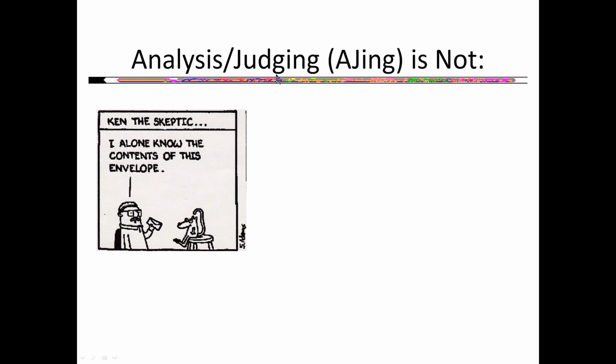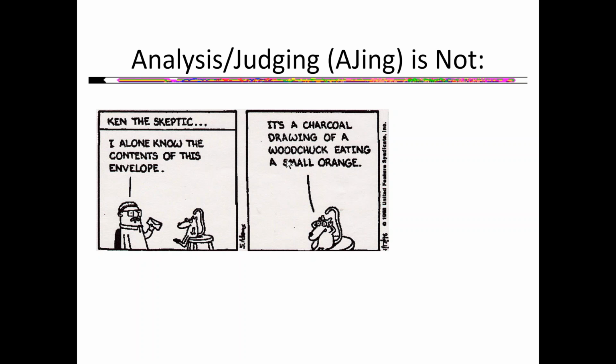I think it makes the main point, and that is that there's a skeptic out there who is going to be judging the transcript of our remote viewer. And the remote viewer says it's a charcoal drawing of a woodchuck eating a small orange. Okay, so that's their transcript. A little bit too much naming in the remote viewing world, but nevertheless, you get the idea.